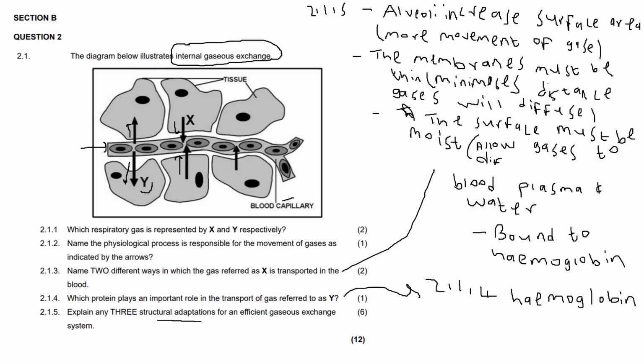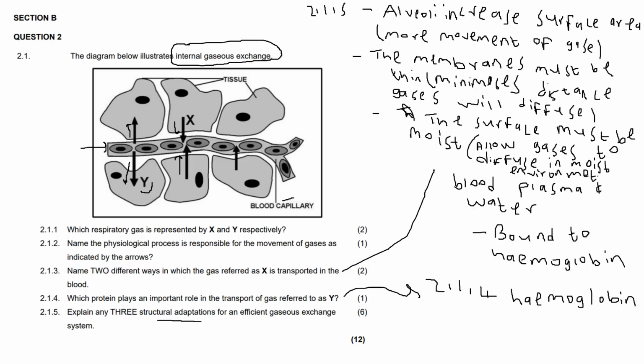Before they can even go to membranes, it will allow gas to diffuse in a moist environment before they go to other membranes. That will be your last point. So that will be question number 2.1.